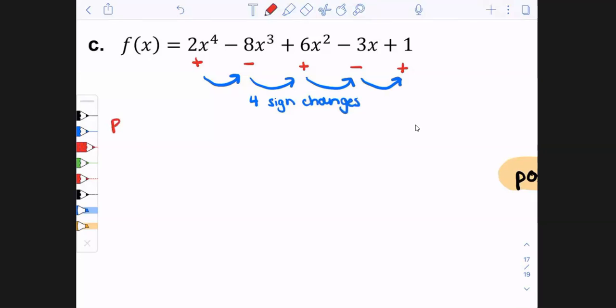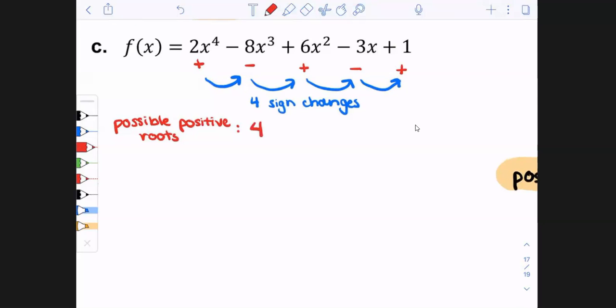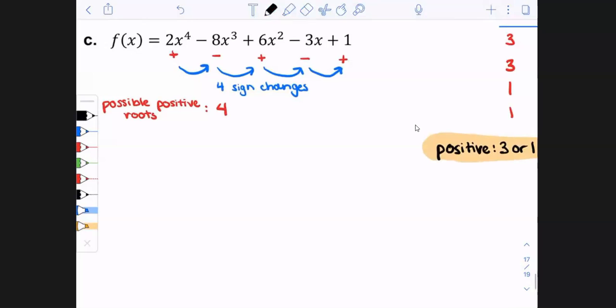So our possible positive roots, at most, we have 4. And I guess, Bella, let me draw it out here while we're doing this. So we have a positive 4, meaning this is a 4th degree polynomial, roughly drawn. Notice here that there's 4 roots. There's 1, 2, 3, 4 that are positive.